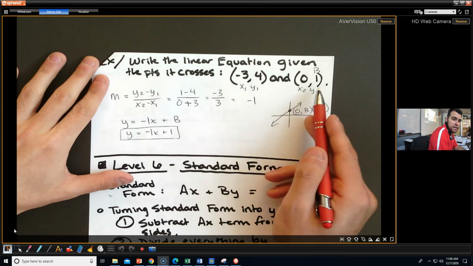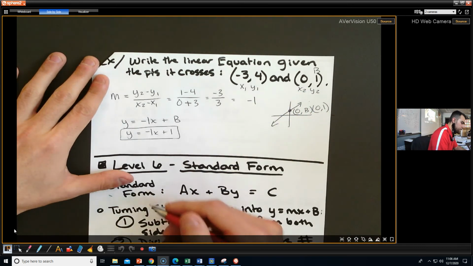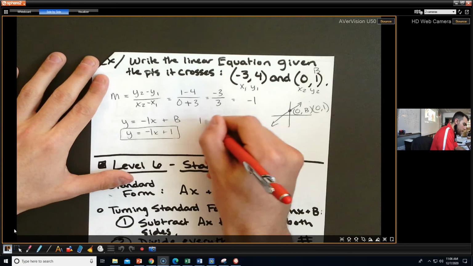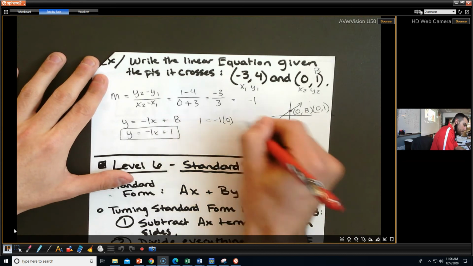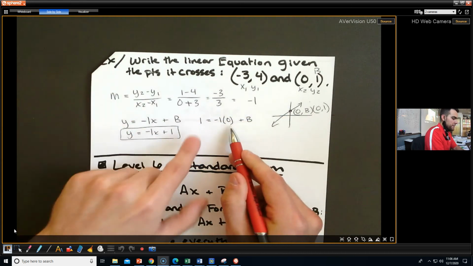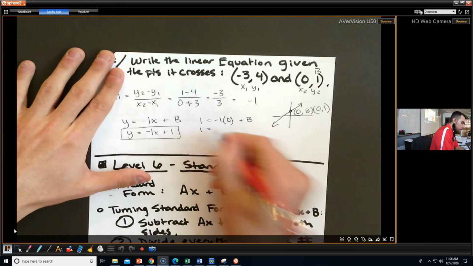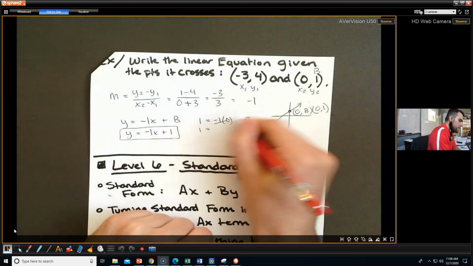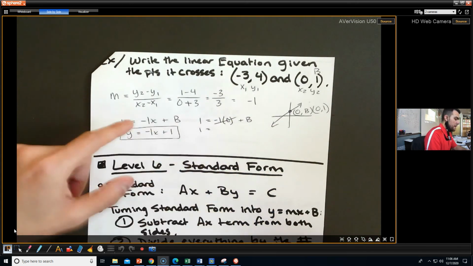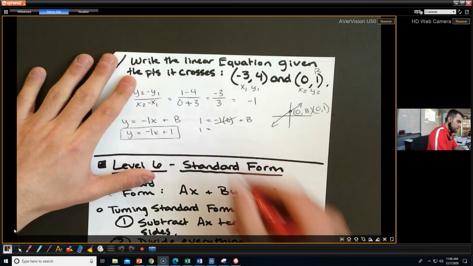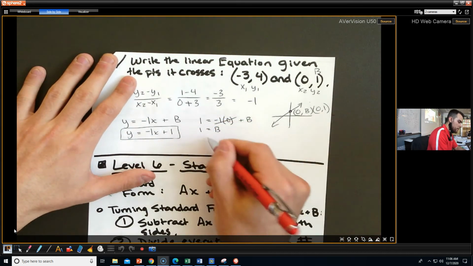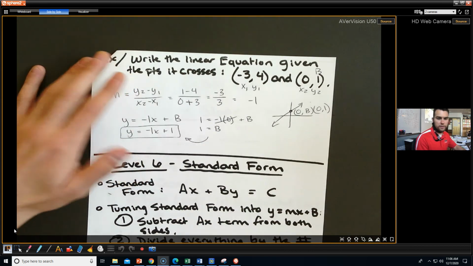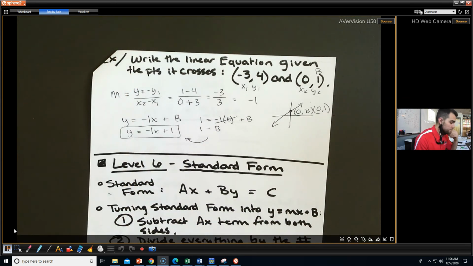Do the 0, 1. Anytime there's a 0, it makes it way easier. So you end up doing 1 equals negative 1 times 0 plus b. So we just replace the x and y. And so 1 equals, this just goes to 0. So we're left with b on this side. So just 1 equals b. And that'll give us back to this equation right there. Okay. So either way, it works out. And we're good to go.